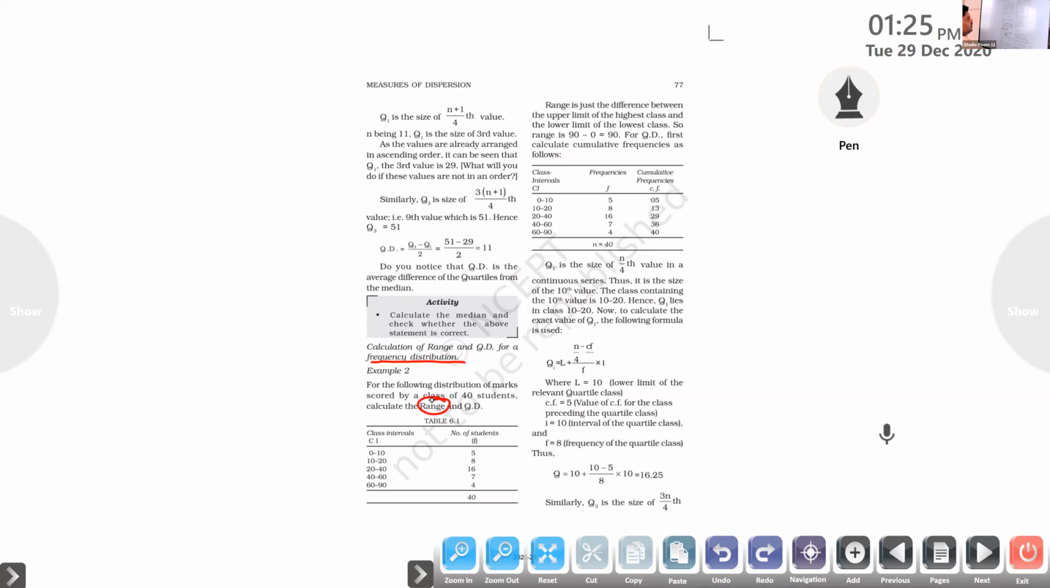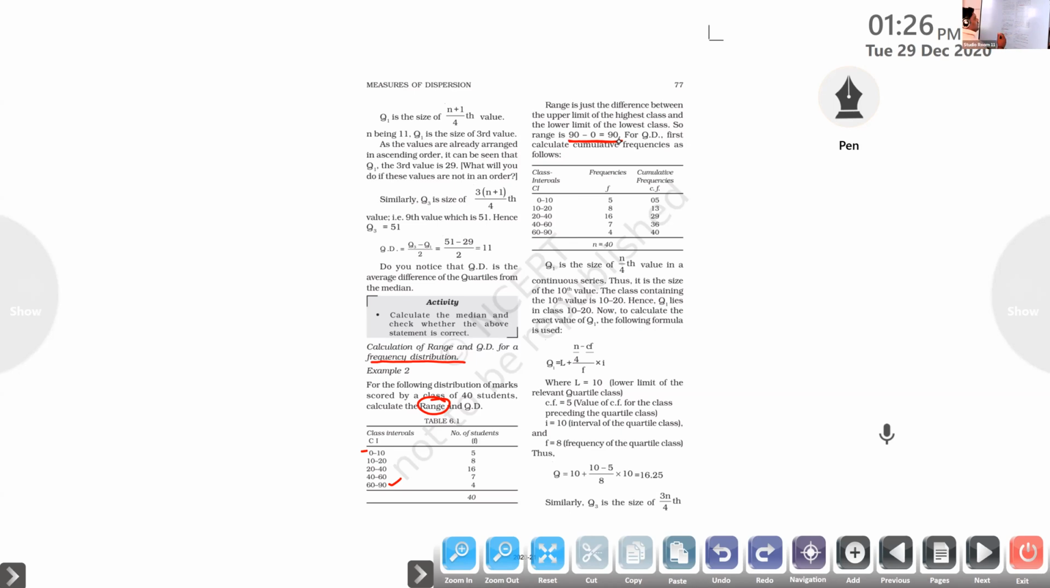What is the method to find out the range? R is equal to L minus S, right? Here L is the larger value, 90, and S is the smaller value, 0. So the range is just the difference between the upper limit of the highest class, 90, and the lower limit of the lowest class, 0. So 90 minus 0 is 90. No doubt in that, right?